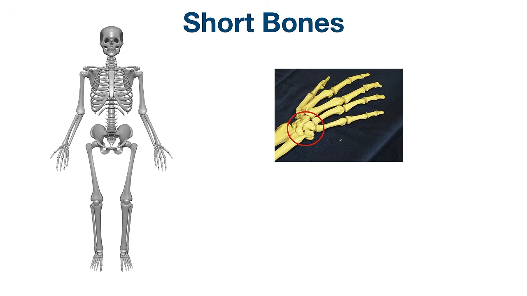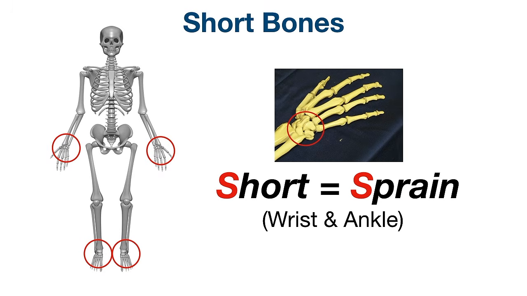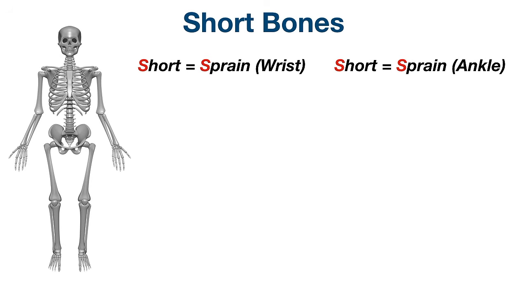The short bones get their name because of their cube shape. They're about the same length and width. The short bones are easy to remember because they're primarily found in the wrist and ankle. The trick for short bones is to use the letter S to remember the word sprain, and the ankle and wrist are common joints to get sprained, so this can help you remember the bones of the wrist and ankle are short bones.